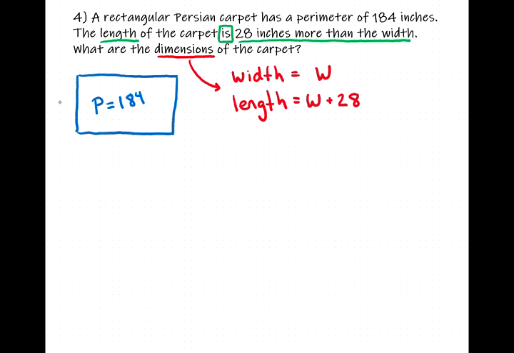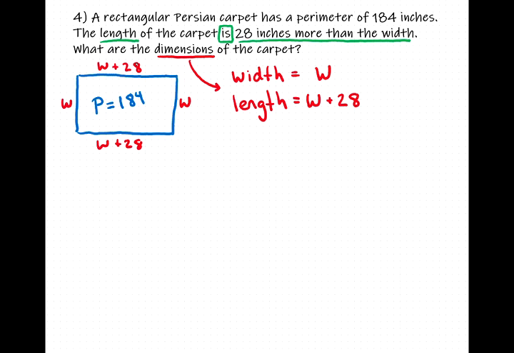So now we could label this diagram. This side here is the width, and this side is the width, and this side here is the length. So we could call that W plus 28 and W plus 28.